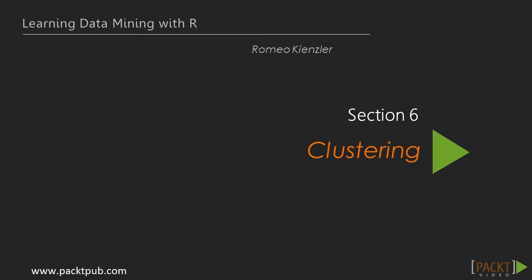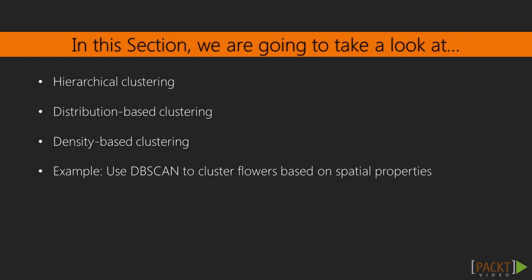In the last section, you have learned how to predict patterns in historic data using classification algorithms. Now we'll dig more into clustering, which we've already introduced in a previous section. We'll start with hierarchical clustering, then switch over to distribution-based clustering, and finish with density-based clustering by introducing the dbScan algorithm.